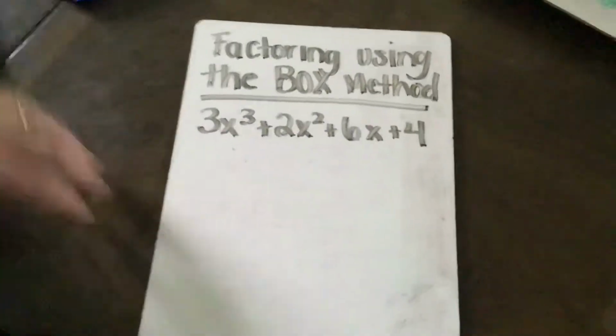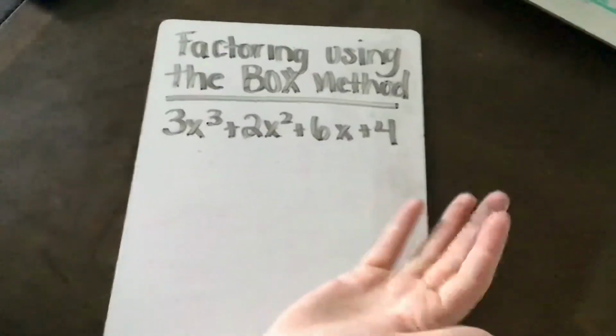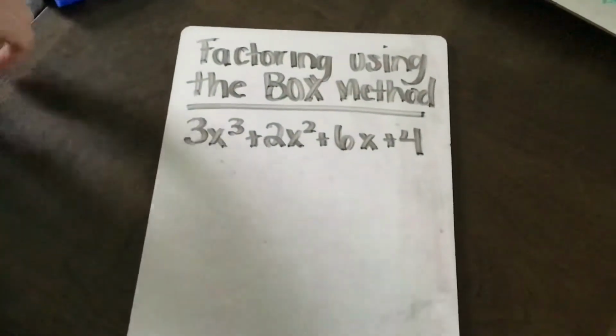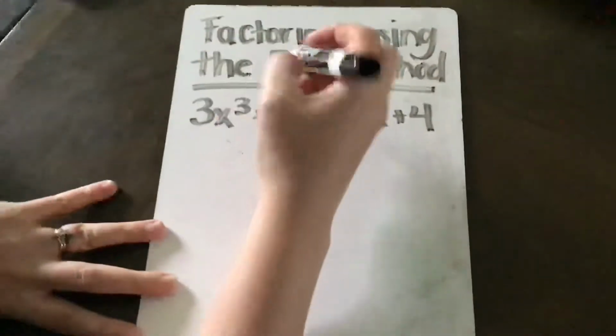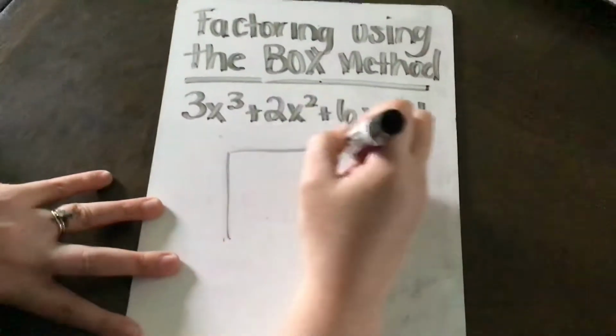Set this aside and grab them and do the same problem again. But this time we're going to do it using the box method. So again, it's not different. We're actually going to see things that are very, very similar. It's just a different way of organizing it. So since it's called the box method, you can kind of assume we're going to start with a box.